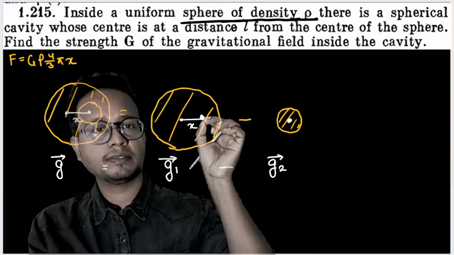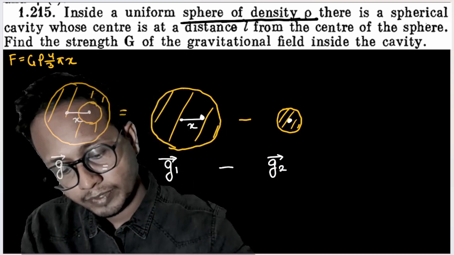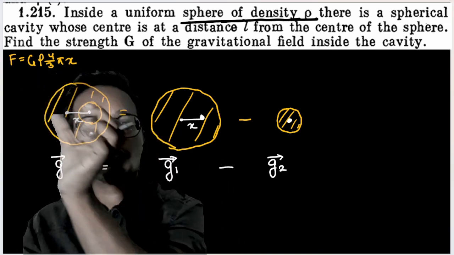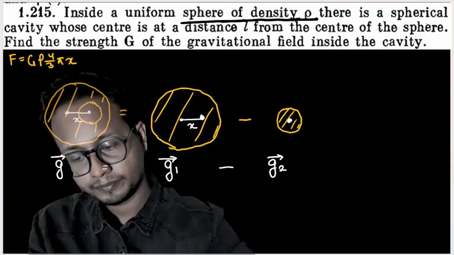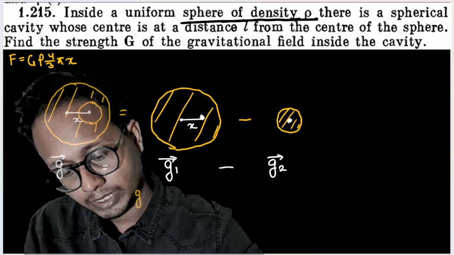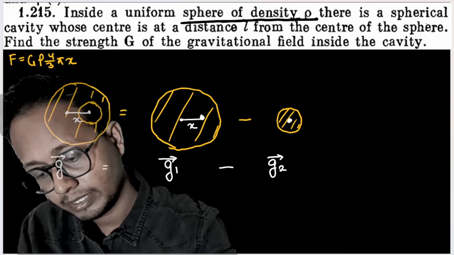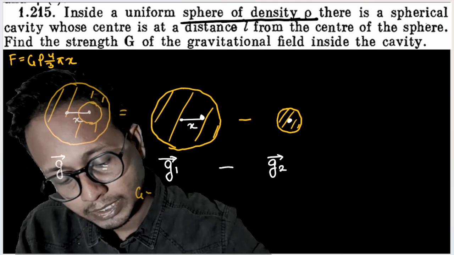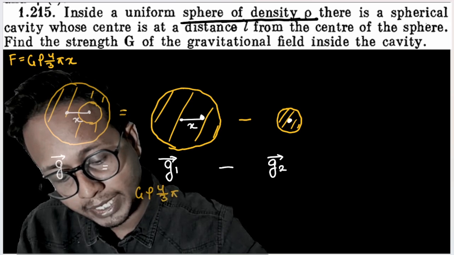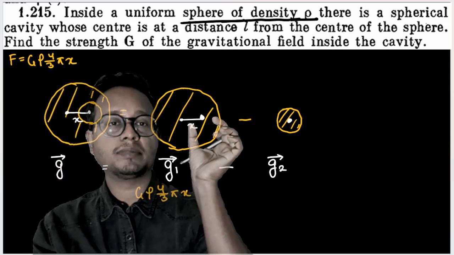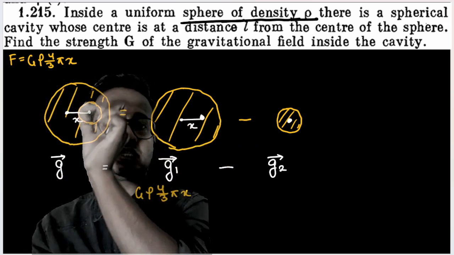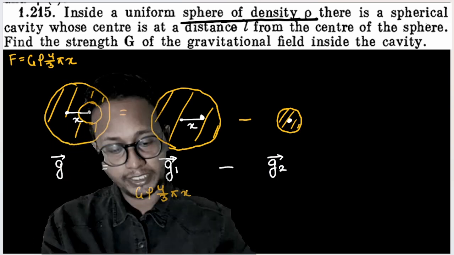What is the field at point 1? The field at point 1 is nothing but, what is the formula? G into 4 by 3 pi x. So G into rho into 4 by 3 pi x, not small g, capital G. Capital G is the gravitational constant. Here x is the distance from the center of the larger sphere to the center of the cavity.